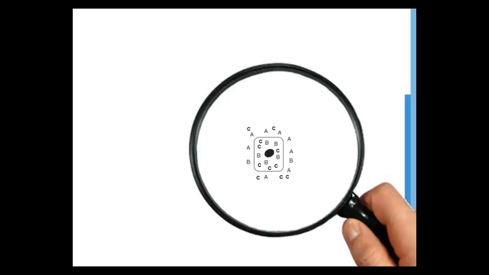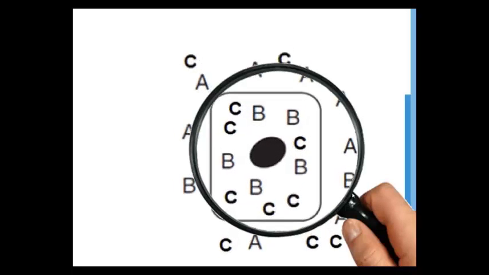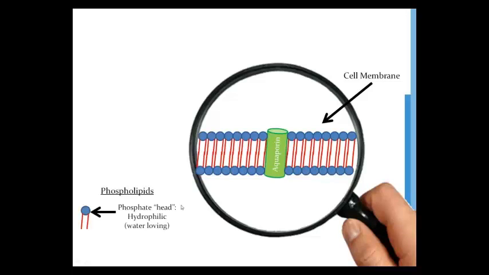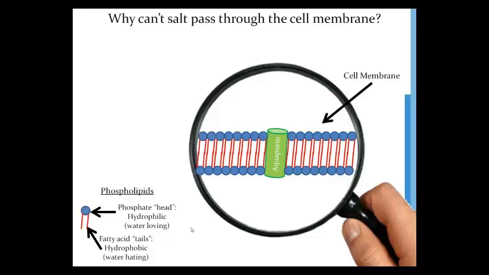So the first thing we're going to do, we're going to take a look at this cell, and we're going to zoom in on the cell until all we see is the cell membrane. The cell membrane is made up of phospholipids. Phospholipids have a phosphate head, which is a hydrophilic, water-loving region. And then they have two fatty acid tails. These are hydrophobic, which means water-hating.